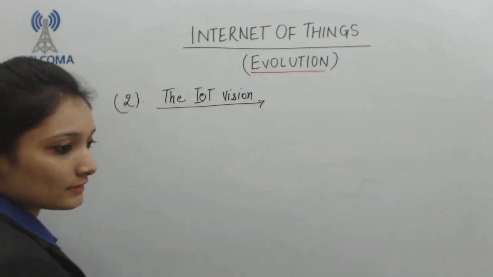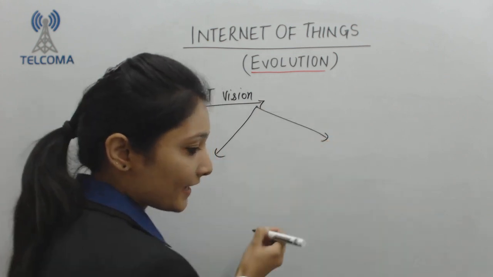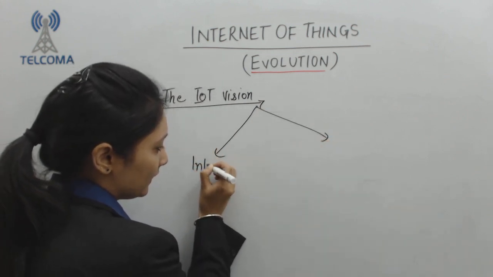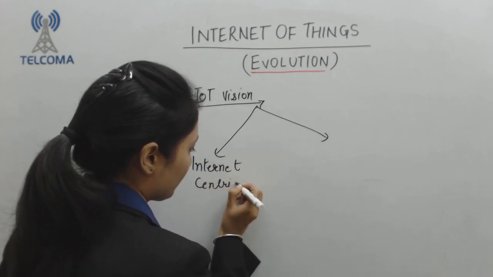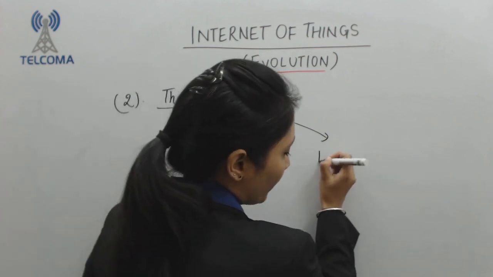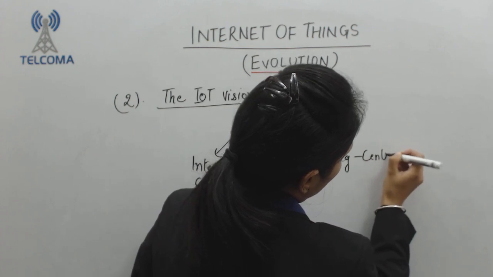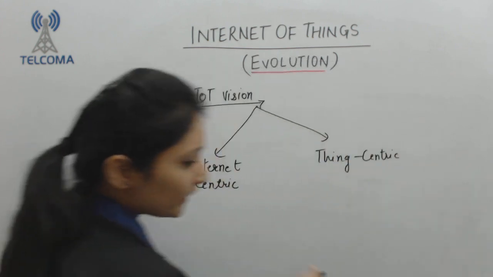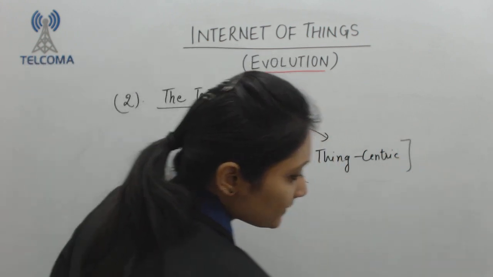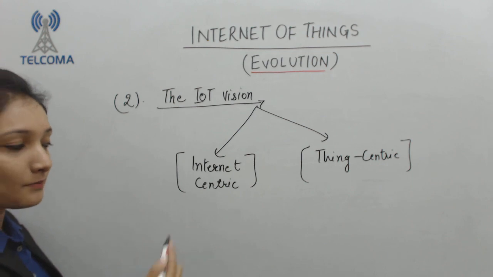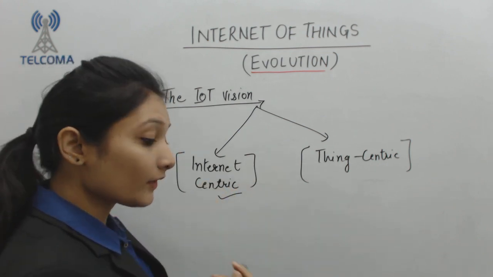Now, this IoT vision can be seen as internet-centric or thing-centric. If we talk about the internet-centric, that simply corresponds to internet services playing a major role. That means the center stage here is taken by the internet.